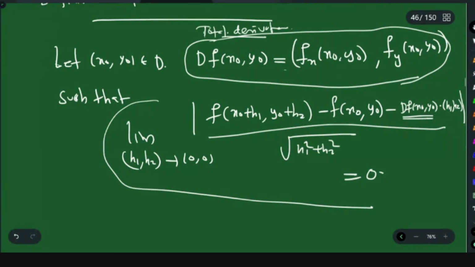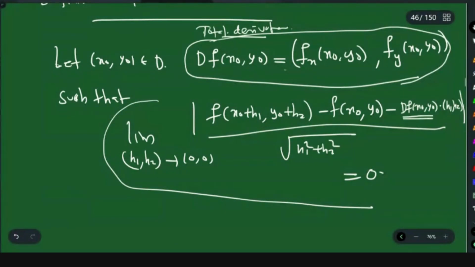Suppose you are asked to find whether the function is differentiable at some point. The only thing you need is to compute the partial derivative with respect to x and the partial derivative with respect to y at x naught y naught. Then look at this df of x naught y naught and check whether this quantity is going to 0. If it is going to 0, you can conclude that f is differentiable at that given point. If it is not going to 0, you can conclude that the function is not differentiable at the given point. The only thing you have to verify is whether this ratio is going to 0.